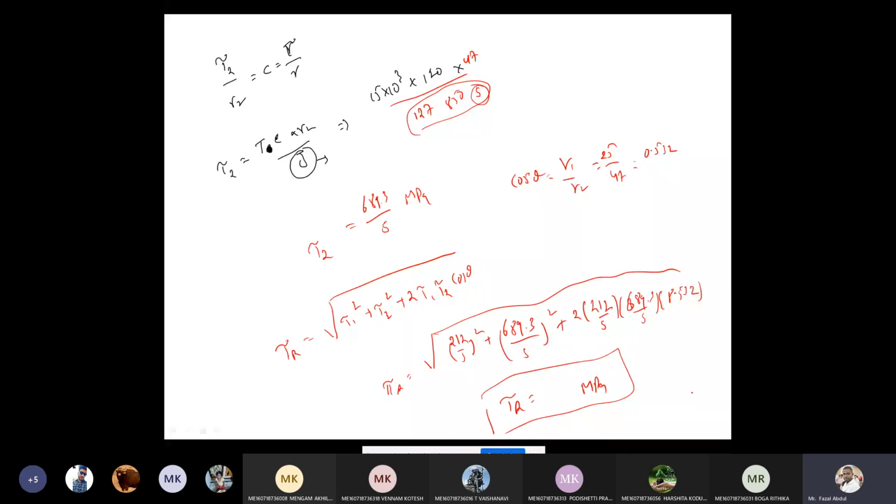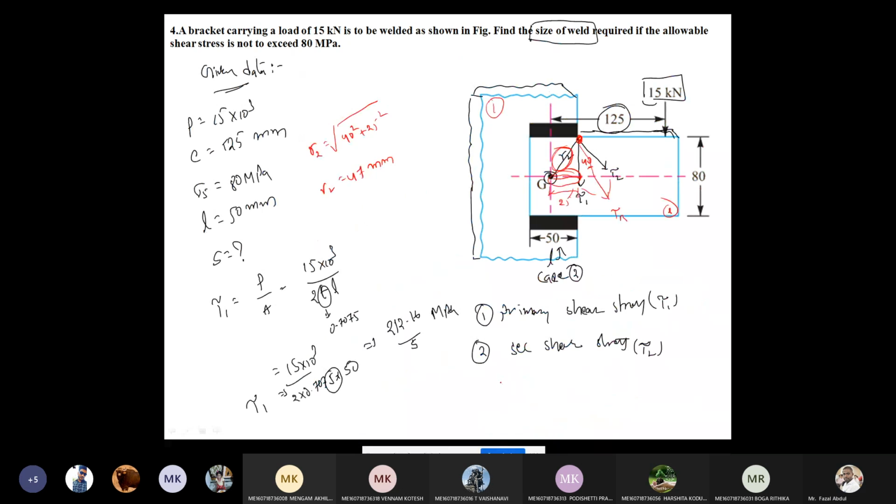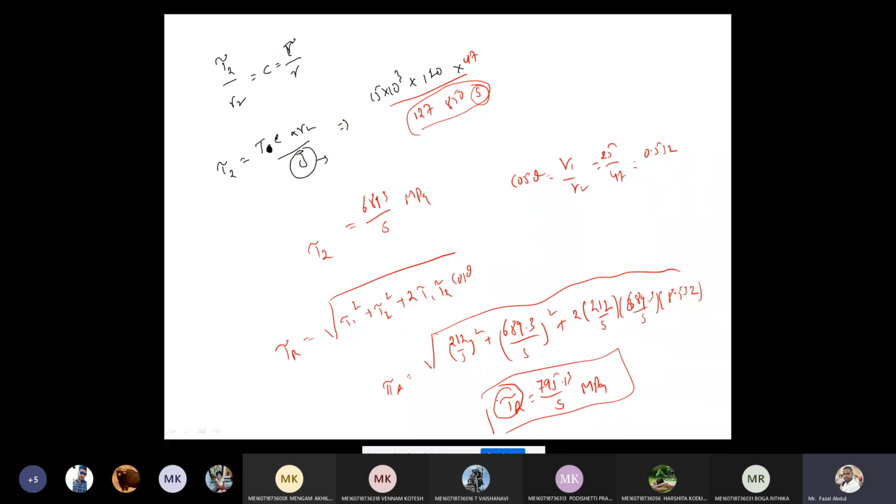How much? Resultant stress value how much? 795.13. Very good. Now resultant stress value is given in the question, that is 80 megapascal. So in place of resultant stress, write 80 megapascal. Now substitute the 80 here and tell me the S value.